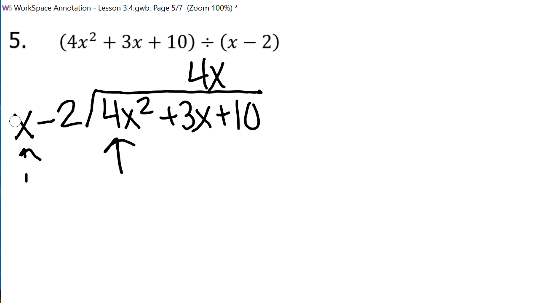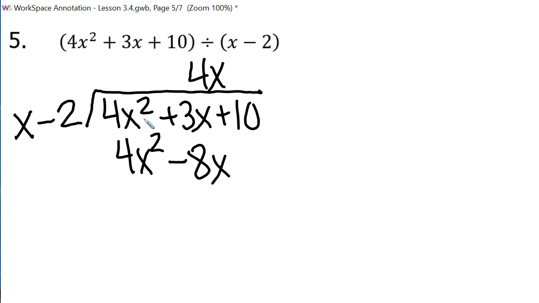After I get that 4x, what do I do with it? Multiply. So what's 4x times x? 4x squared. What's 4x times negative 2? Negative 8x. What do I do next? Subtract both of these. So what is 4x squared minus 4x squared?